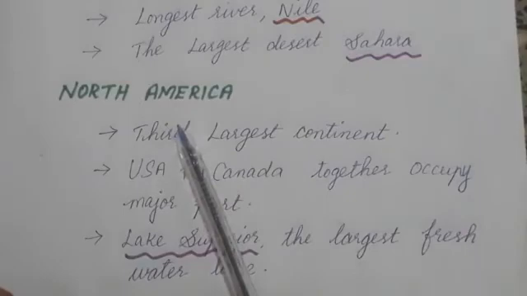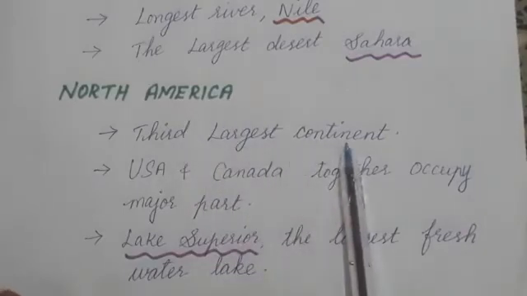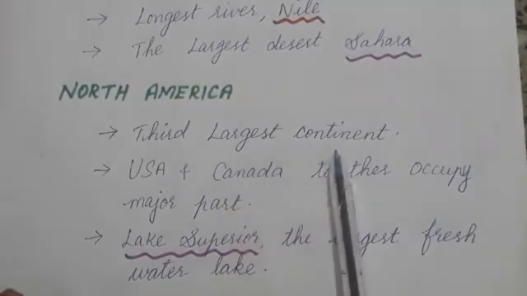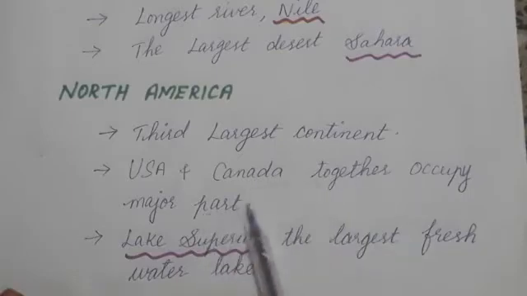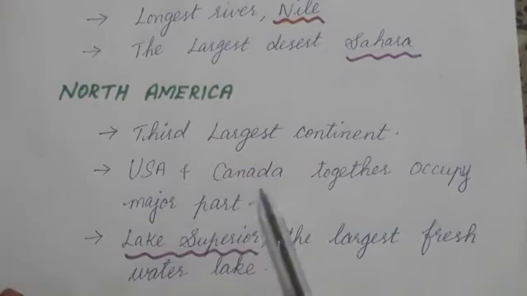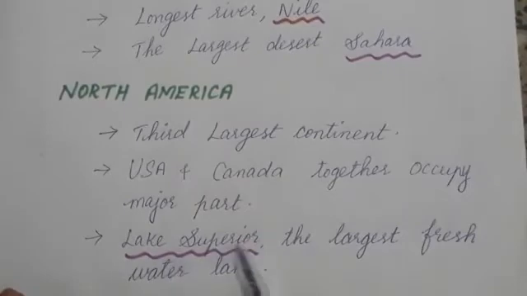And the next continent is North America. It is the third largest continent. Here in this continent, the USA and Canada together occupy the major part of North America. Most of the area is occupied by USA and Canada. The Lake Superior, which is said to be the largest freshwater lake, is in this North America. Where is this Lake Superior located? In North America. It is the largest freshwater lake.